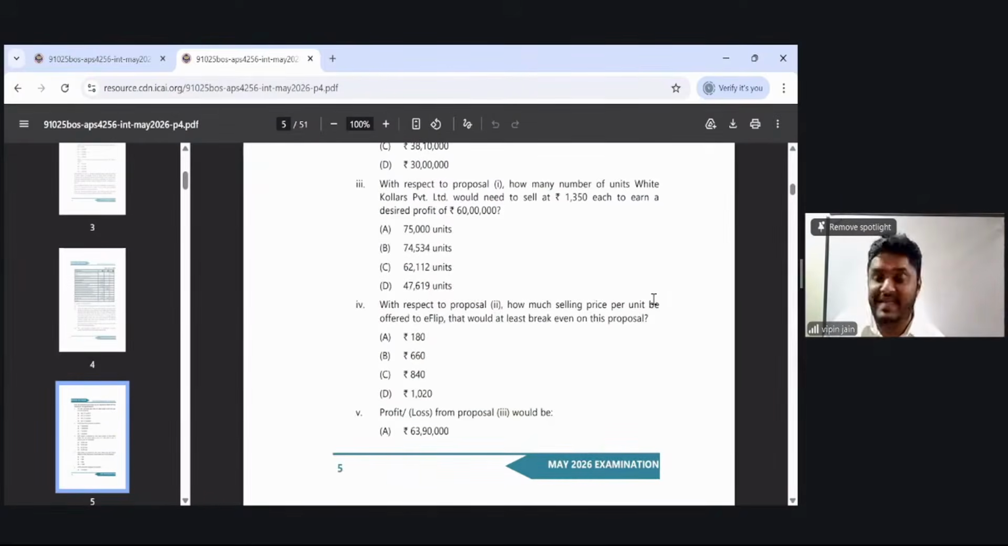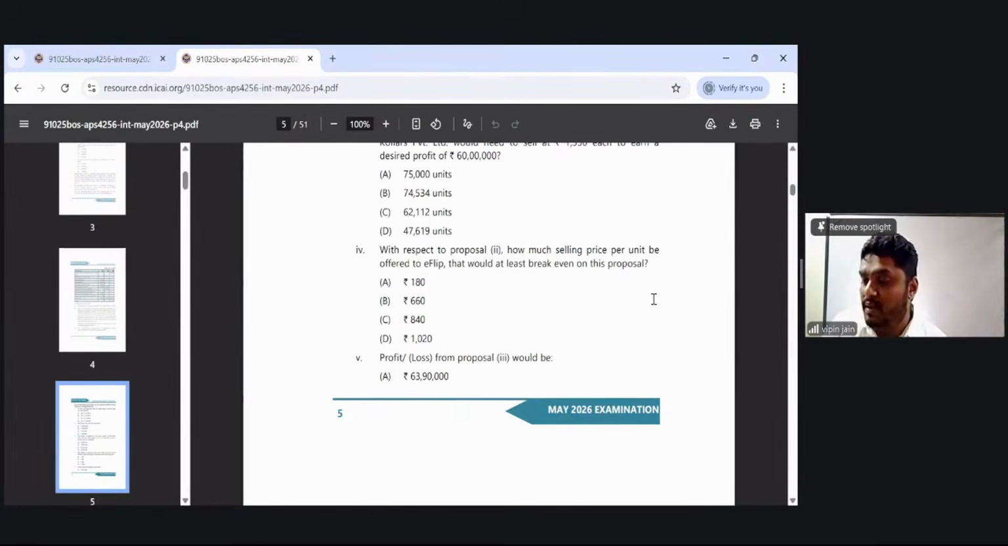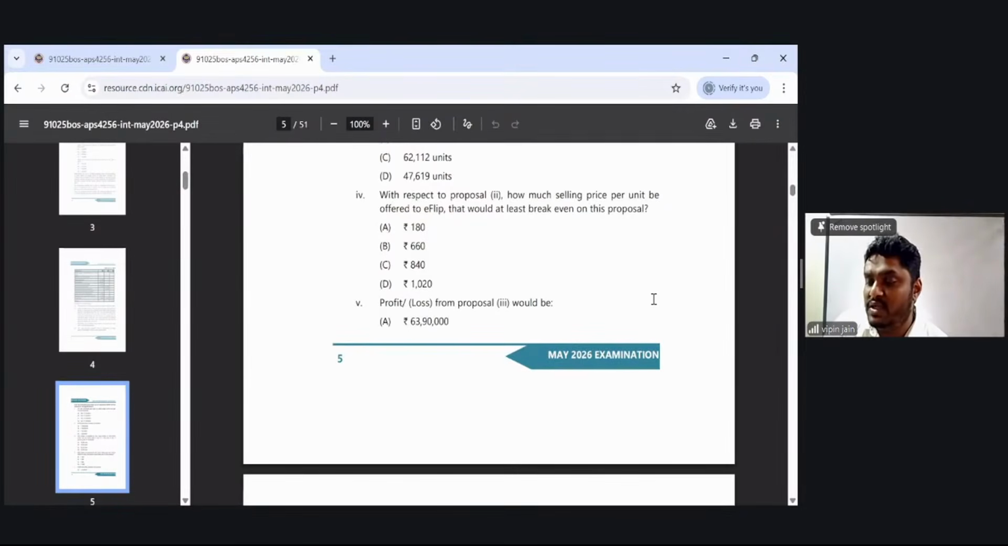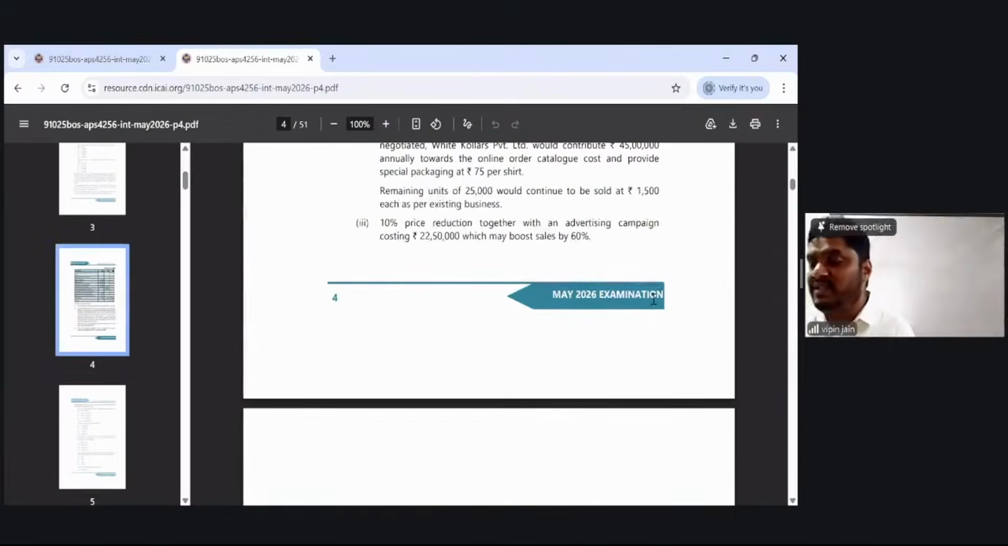Now, fourth question about the second proposal, wherein with respect to proposal second, how much selling price per unit be offered to flip that would at least break even on this proposal. So we have to calculate the break even price, that at what price we should go ahead, so that neither we should suffer loss. If we are not earning profit, then we should not suffer loss. So we have to just calculate the break even price for this proposal. And the fifth point, what they are asking is profit and loss from proposal third. So these are the 5 questions what they are asking. So now let's start with the solution.